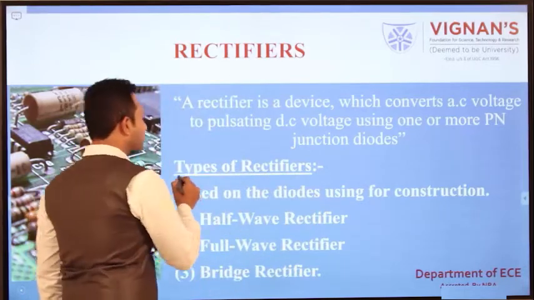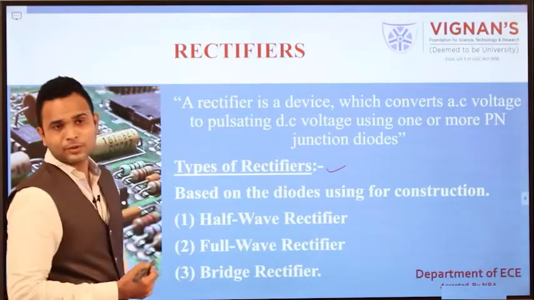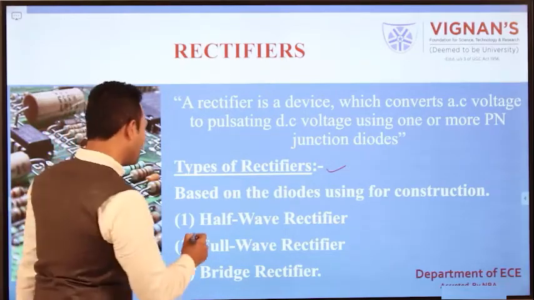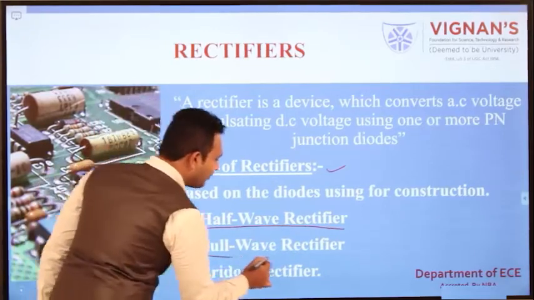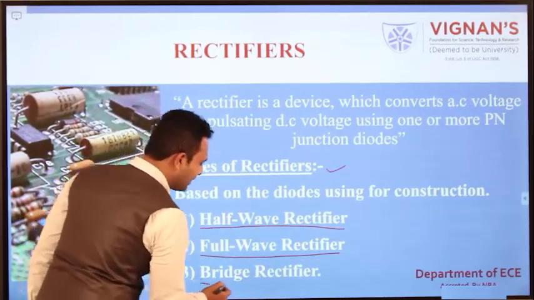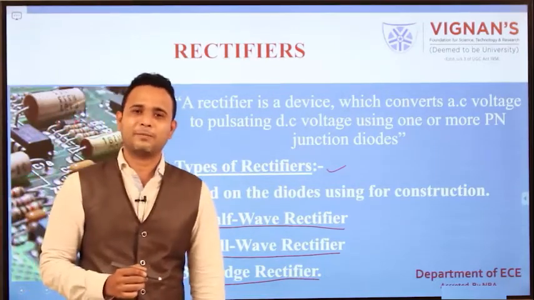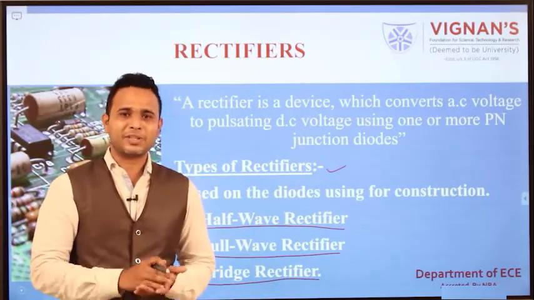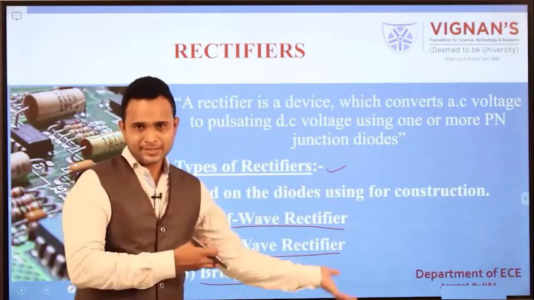Coming to the types of rectifiers. Generally, rectifiers are classified into 3 types. The first one is the half wave rectifier, the second one is the full wave rectifier, and the third one is the bridge rectifier. So we have 3 types of rectifiers. Why do we have 3 rectifiers? What is the basic operation of the rectifiers? We will see in the next sessions.